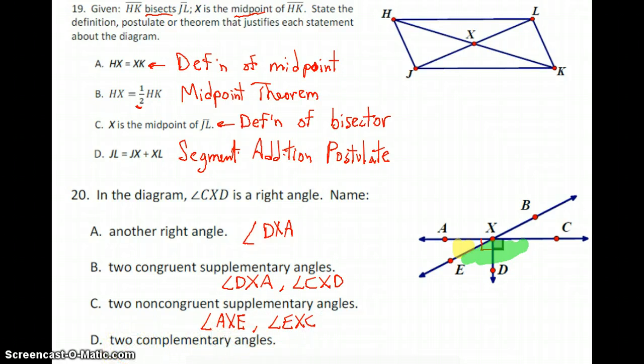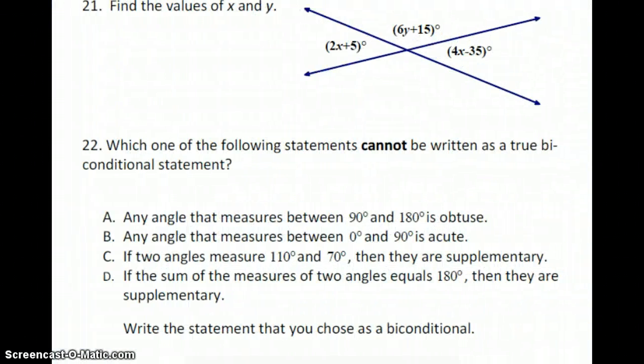Two complementary angles. Let's get this out of the way now. Two complementary angles would be angles that add to 90. Well, I said this was 90 already. So let's say AXE. Let's say this little angle right here is complementary to this little angle right here. AXE and EXD. Those ought to add up to 90. There's other choices for these, of course. Any two angles along a line will be supplementary, and any two angles that make 90 degrees will be complementary. Okay, 21.